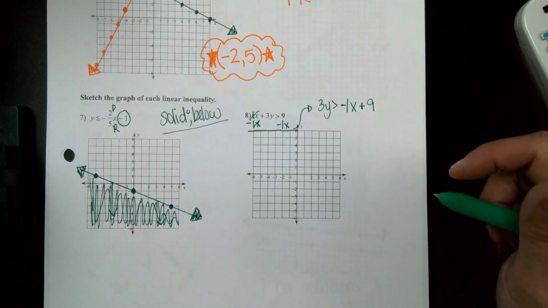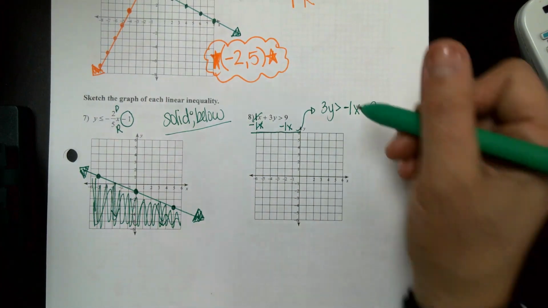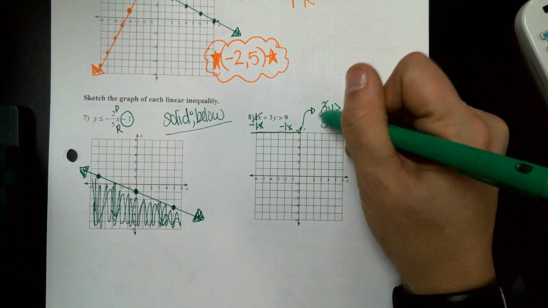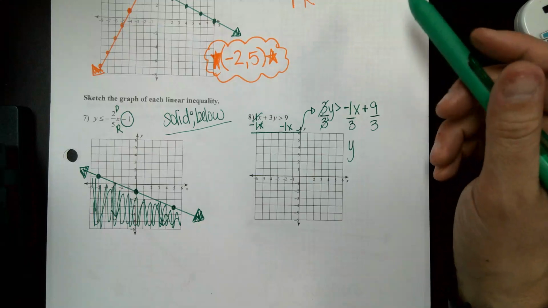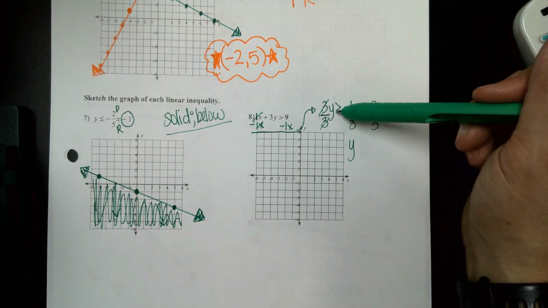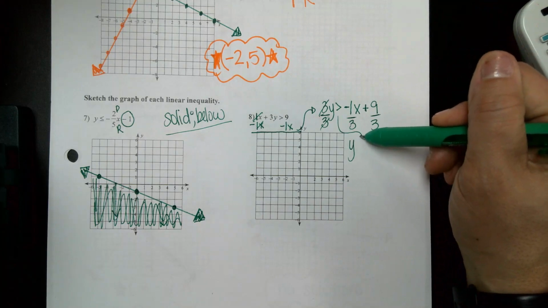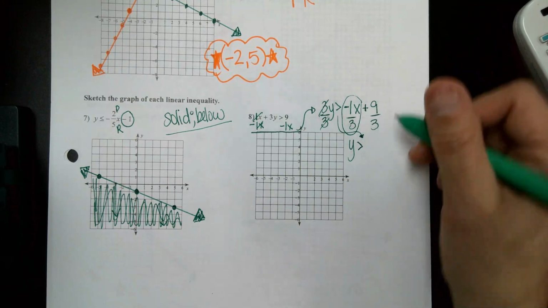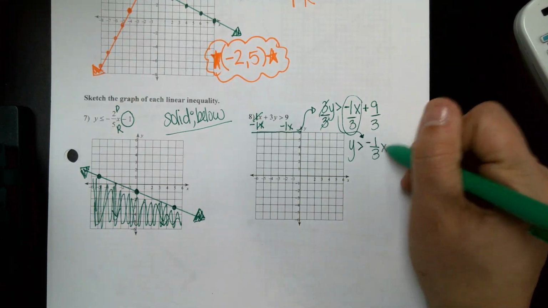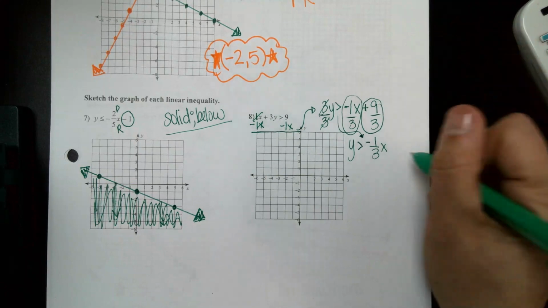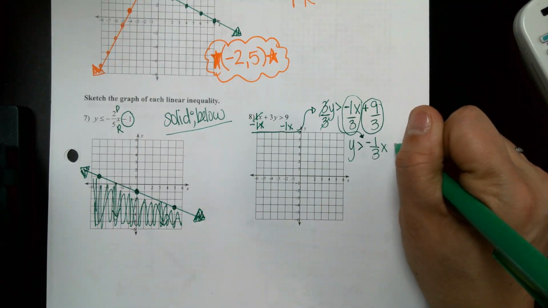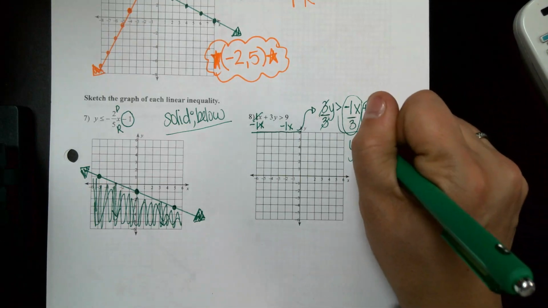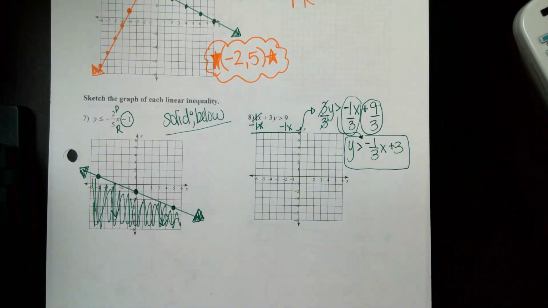What would I divide everything by? 3? No, you're right. Now look, since we're dividing by a positive, do I have to flip this symbol? Nope. It's going to stay greater. And then will negative 1/3 reduce at all? Nope. So negative 1/3 x. And what's 9 divided by 3? 3. Okay, now that one's ready to be graphed.